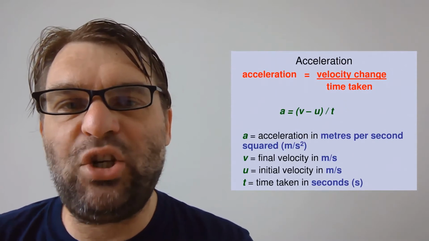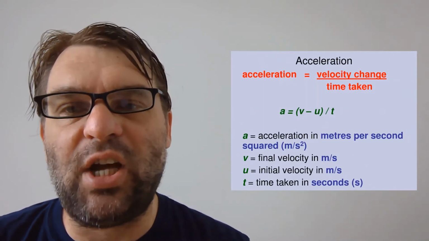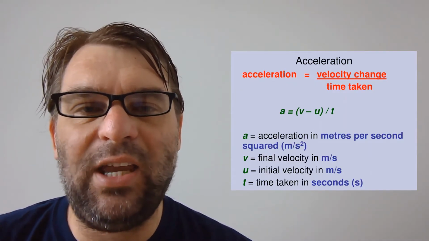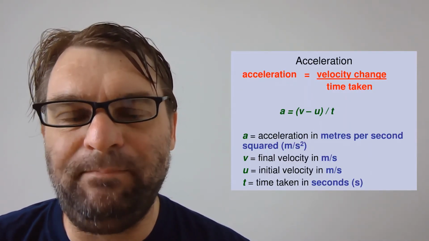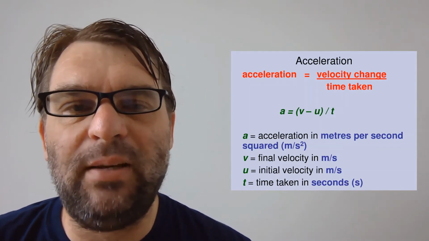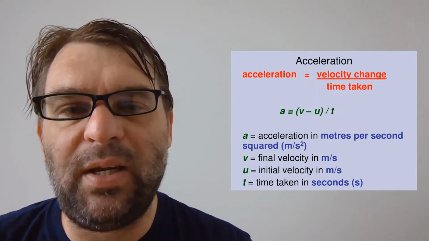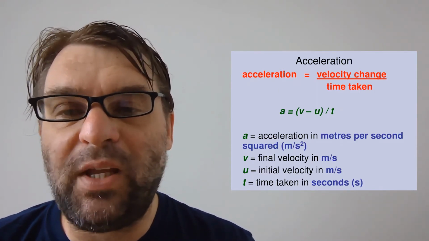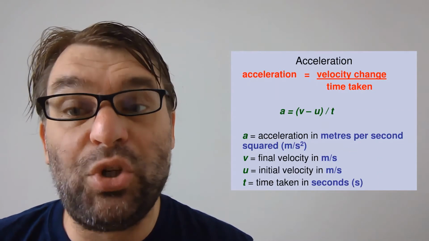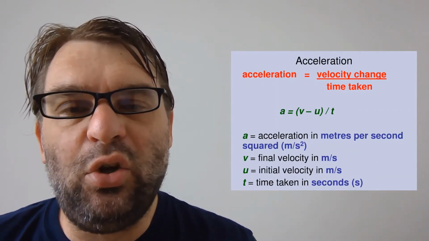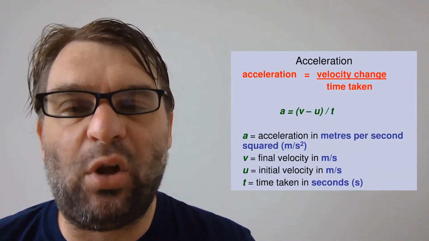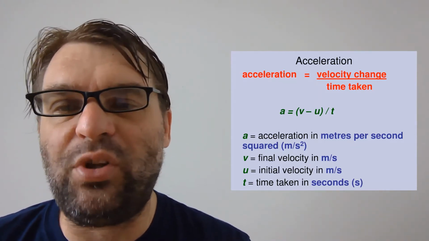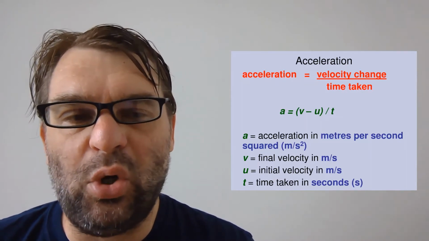So in terms of acceleration, acceleration is this velocity change over the time it takes. So a equals v minus u divided by t, where a is the acceleration in meters per second squared, or meters per second per second. v is the final velocity in meters per second, which is the same units as speed. And u is the initial velocity, the beginning velocity, in meters per second. And t is the time it takes for this acceleration to occur.